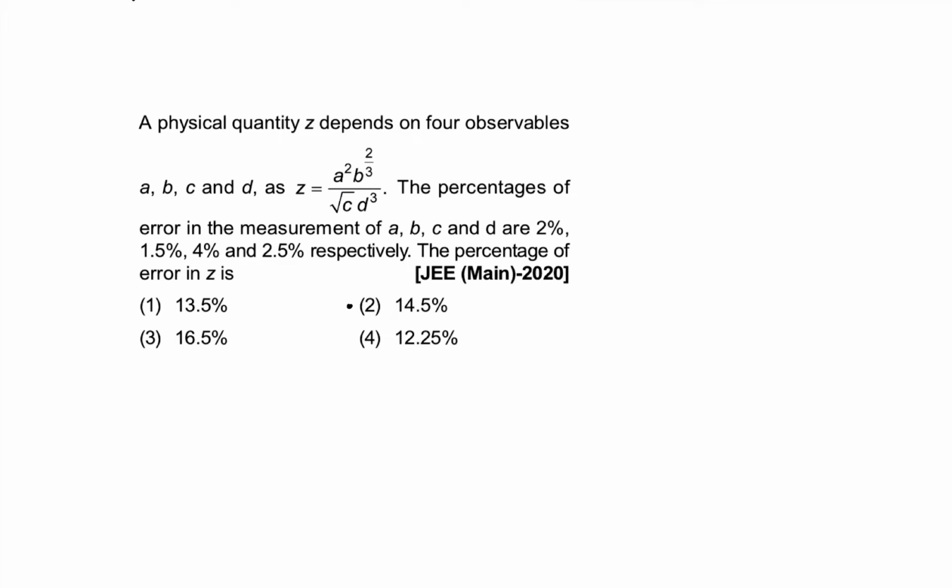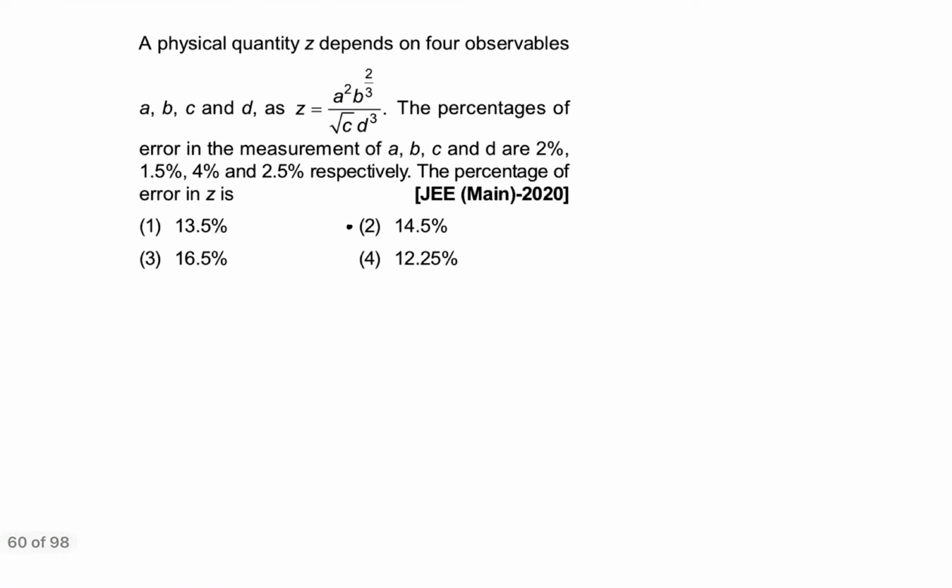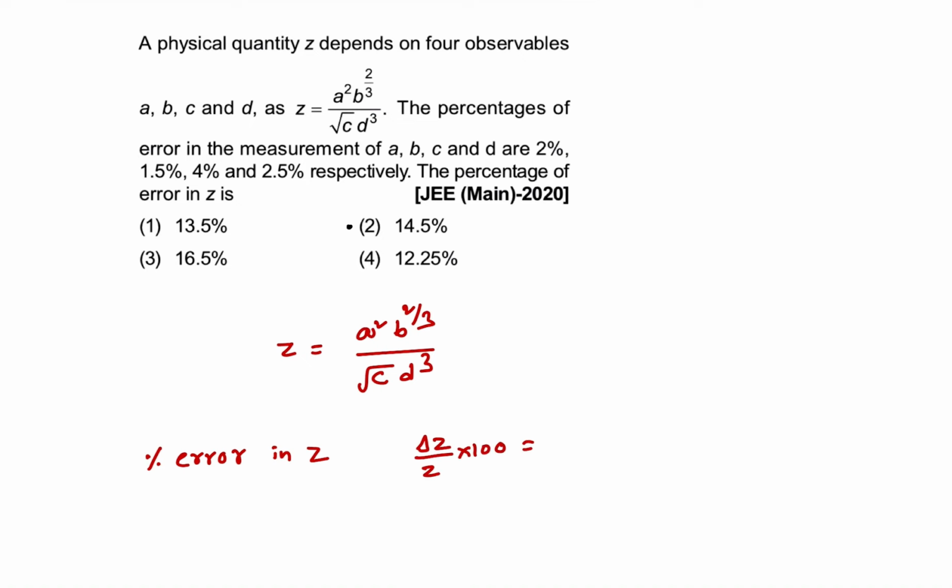In the next question, they have asked: a physical quantity Z depends on 4 observables A, B, C and D as Z is equal to A square B to the power of 2 by 3 by root C D cube. The percentage errors in the measurement of A, B, C and D are 2%, 1.5%, 4% and 2.5% respectively. The percentage error in Z is what? I am writing now what is given: Z is equal to A square B to the power of 2 by 3 divided by root C D cube.